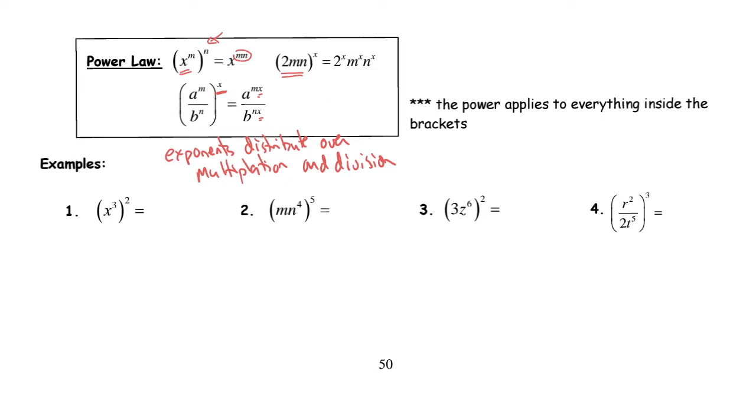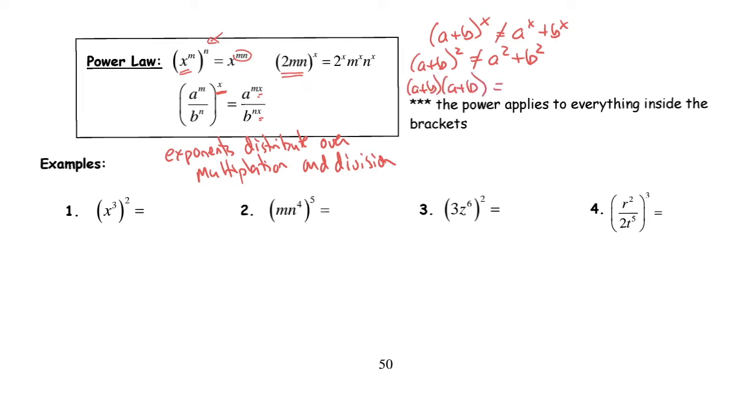Where this leads to a problem is when people think that it does this. If you've got, let's say, a plus b to the x, and people think that that's a to the x plus b to the x, that the exponent also distributes over addition. And that's not true. Like if I've got a plus b, and we'll just pick an easy one, squared here. This is not a squared plus b squared. This is a plus b multiplied by a plus b.